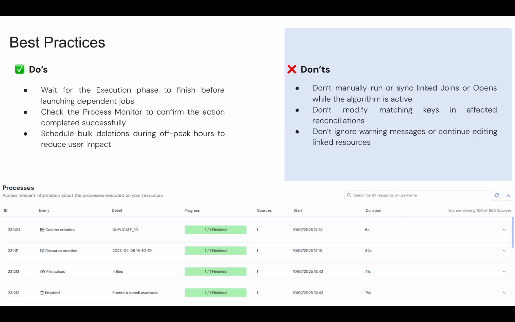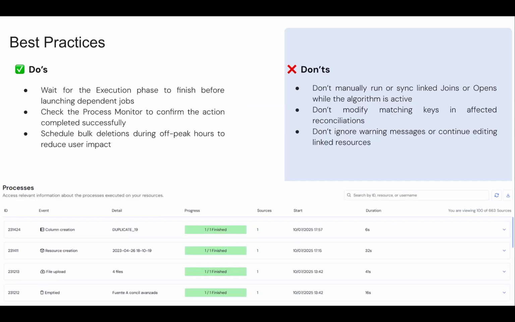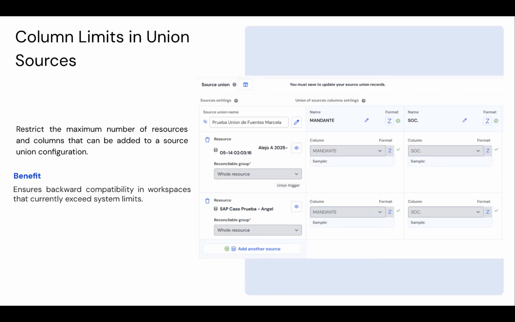We're introducing limits on the number of columns and sources that can be added to a source union. However, don't worry, this change only applies to new workspaces. What's changing? Column limit, up to 40 columns per union. Source limit, up to 20 sources per union. If you already have unions with more than 20 sources or 40 columns, they will continue to work as usual. The restrictions only apply to newly created workspaces.